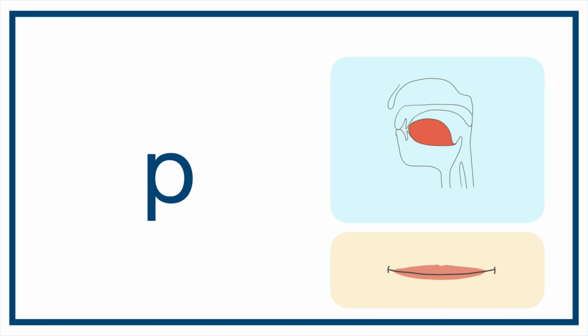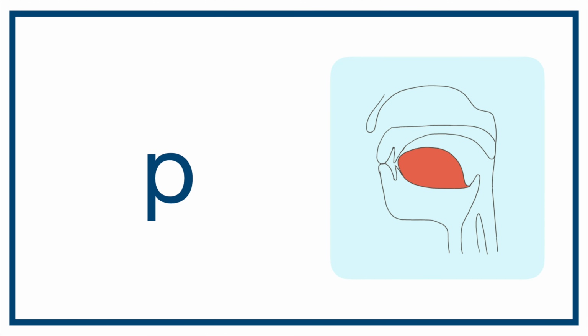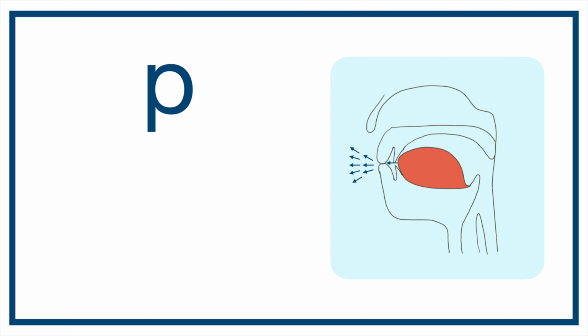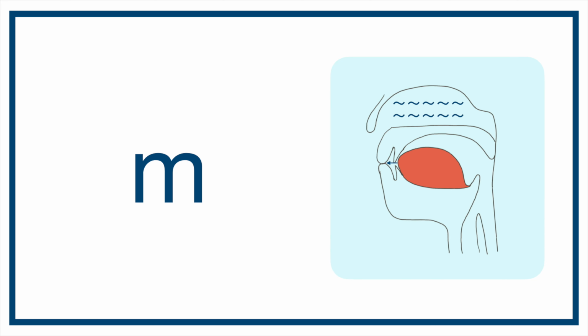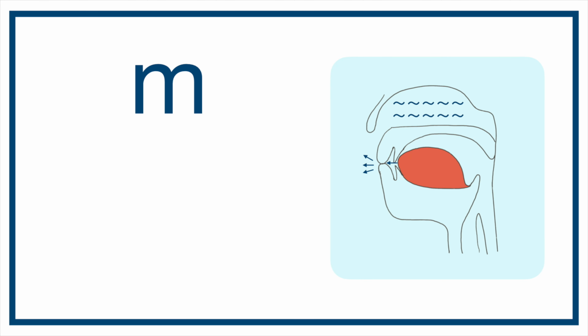The second one is p. The tongue position of p is the same as b, but when you pronounce p, you need to pronounce it with a heavier puff of air, like p, p, pa, pa. M is a nasal consonant. To pronounce it, you need to close your mouth and vibrate your nasal cavity, then let the air flow through your nose. M, m, ma, ma.